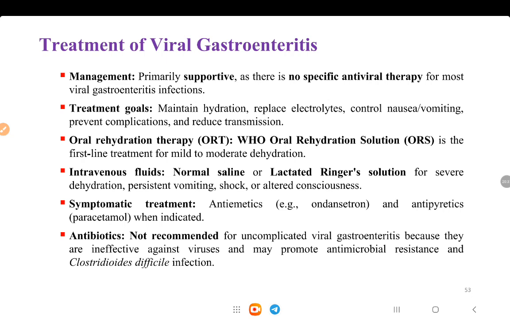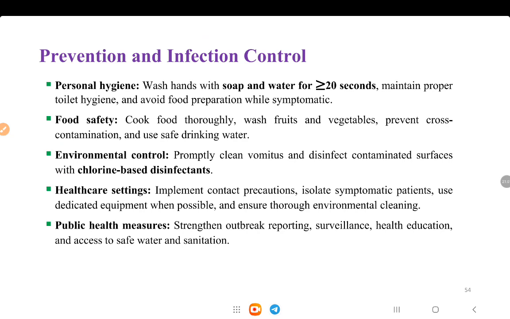Antibiotics are not recommended because viral gastroenteritis is not improved by antibiotics, as they are ineffective against viruses, and they may promote antimicrobial resistance and Clostridioides difficile infections, so we enter into another complication, a bacterial infection.